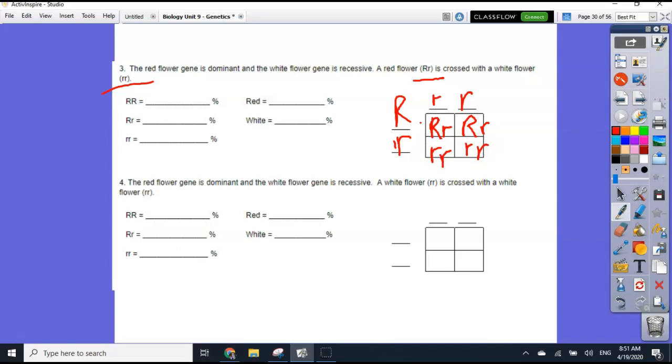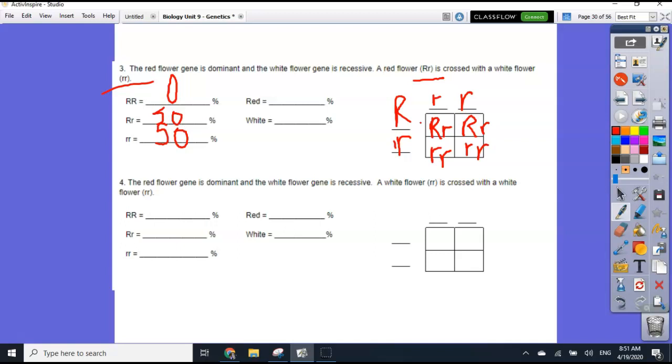Let's look at our percentages. What percentage are big R? We don't have any, so that's going to be 0. What about big R, little r? We've got 2. 2 out of 4 is 50%. And what about little r? 2 out of 4 is 50%.